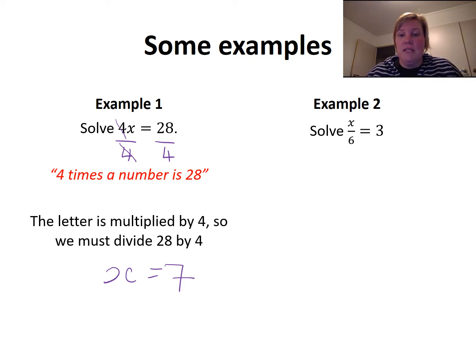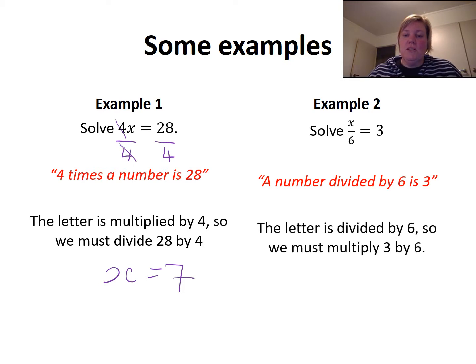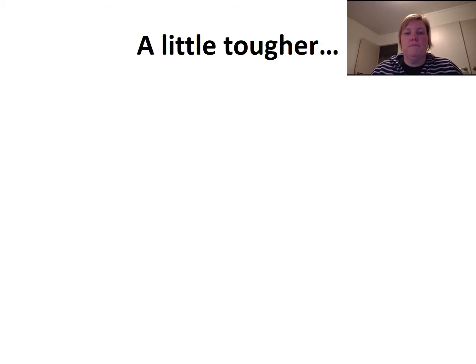Okay, second example here is x divided by 6 is 3. So this means a number divided by 6 is 3. So because it's been divided by 6, we must multiply it by 6. So let me go ahead and do that. Multiply by 6, both sides. Remember, multiply by 6. Okay, that's going to cancel those puppies out. There they are. And you're going to get x equals 18. Beautiful. Let's move on. Let's get a little bit tougher.